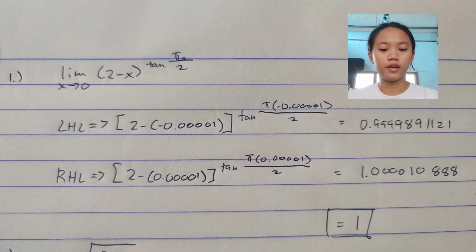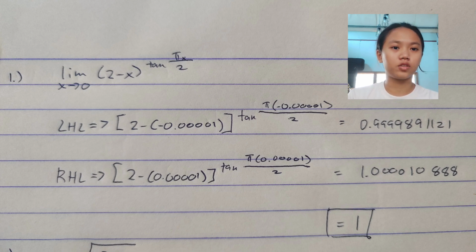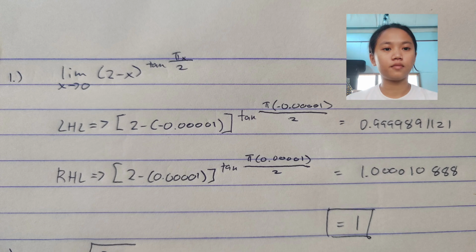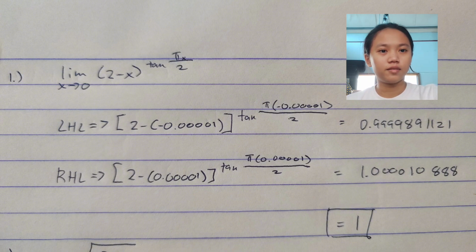So for number 1, which is to evaluate the limit of (2 minus x) to the power of tangent of pi x over 2 as x approaches 0, I've used the method of the left-hand limit and the right-hand limit. For the left-hand limit, I've used the value of negative 0.00001 as a substitute for x. And for the right-hand limit, I've used 0.00001 as a substitute for x.